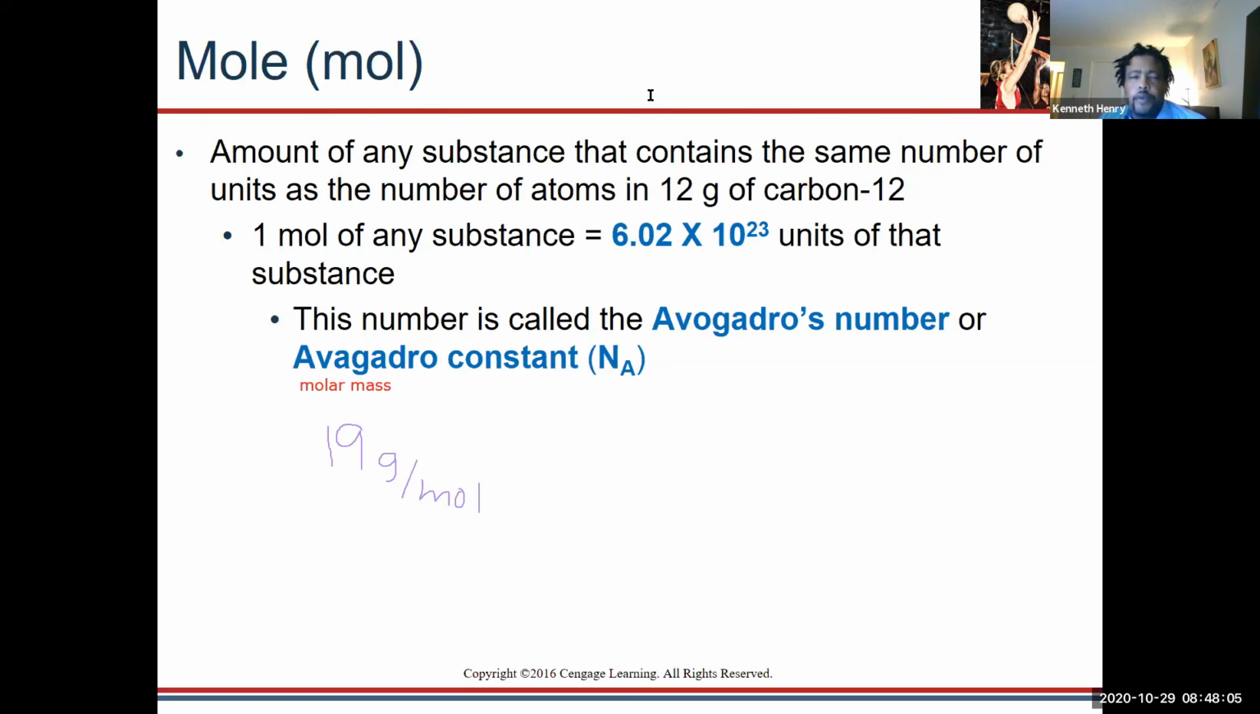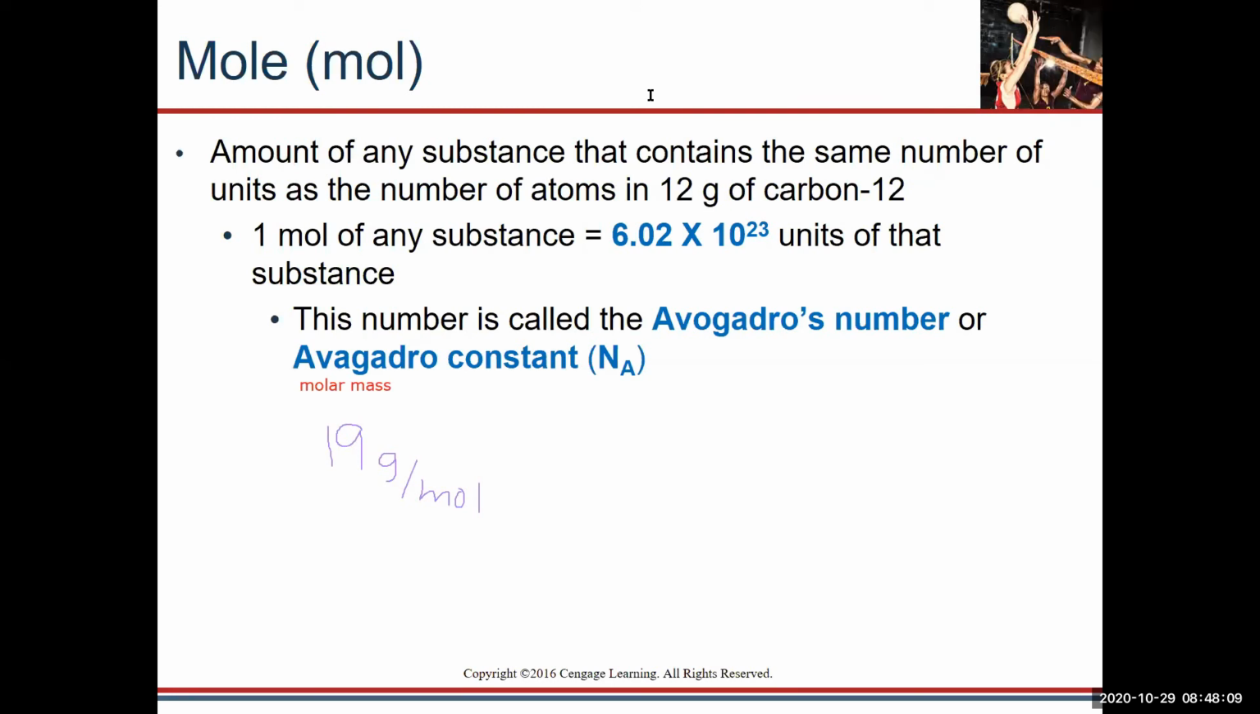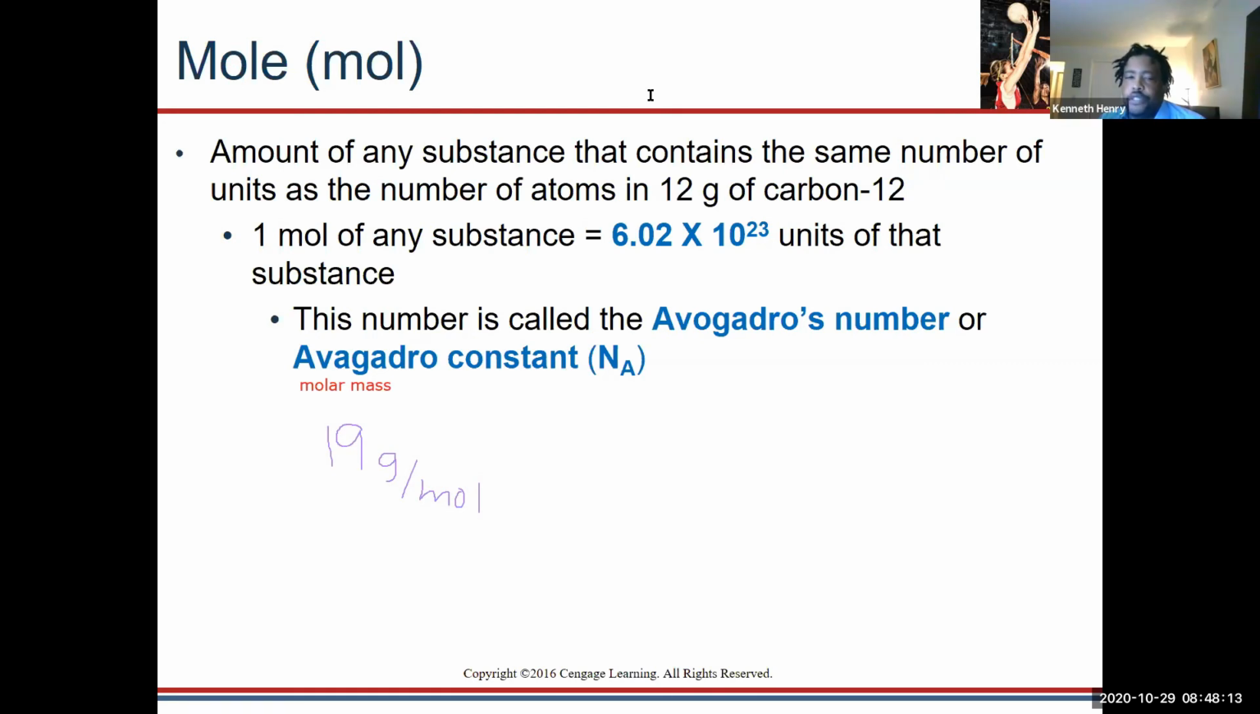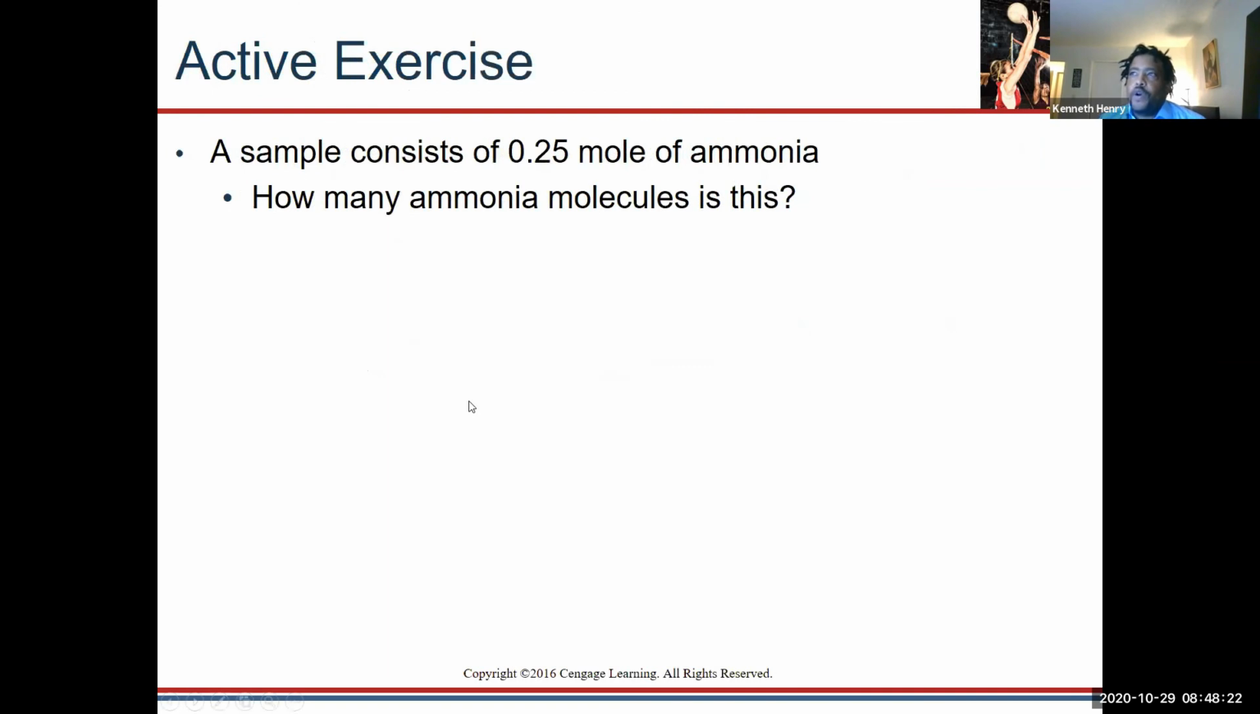Okay, so you guys are comfortable with a mole? You understand what it means? Yes. Okay, good. And how we can use it for mass and we can use it for quantity, right? Okay, so a sample consists of 0.25 moles of ammonia. How many ammonia molecules is this?